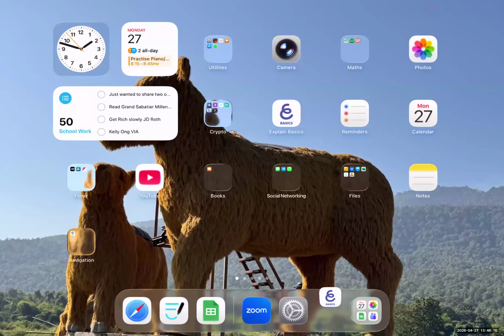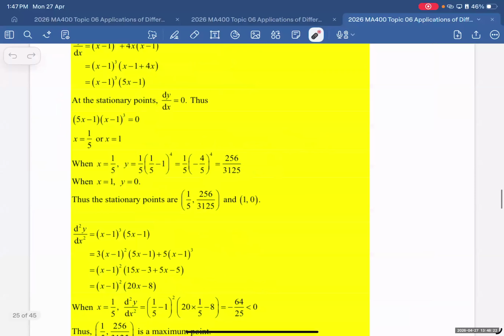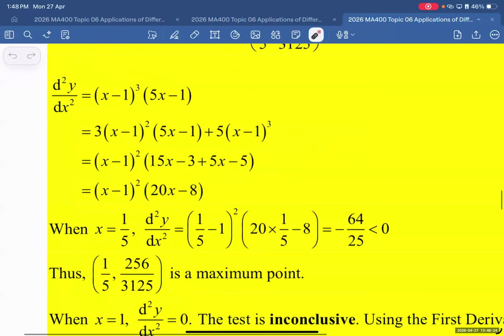Why go to the first derivative? Because it's inconclusive. Remember, if the second derivative is zero, it messes up already. That means I have to go back to the first derivative.